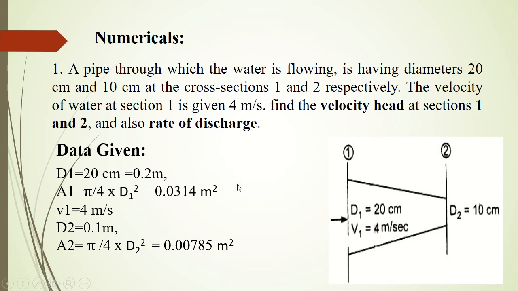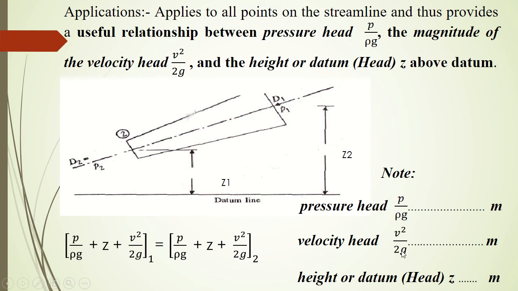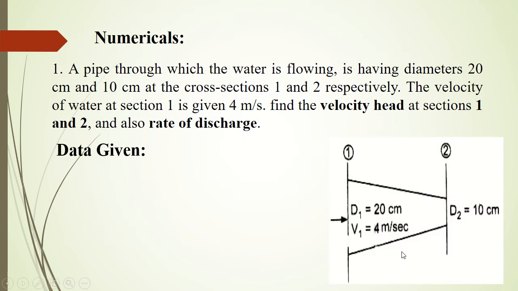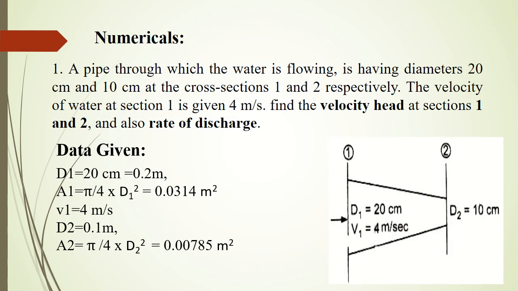What is asked in the problem is to determine the velocity head at section 1 and section 2. So what is velocity head? It was given in yesterday's last part, right? Velocity head is nothing but v square by 2g. If it is applied in section 1, it becomes v1 square by 2g, and if it is applied in section 2, it is going to be v2 square by 2g. So I have to find out v1 square by 2g, as well as v2 square by 2g, and also determine the rate of discharge.